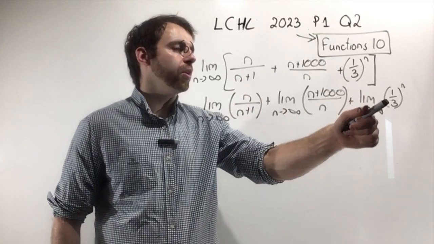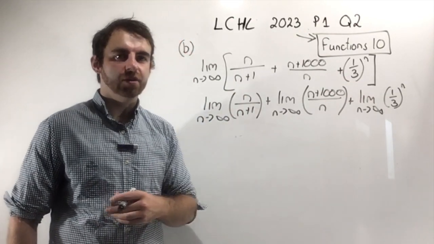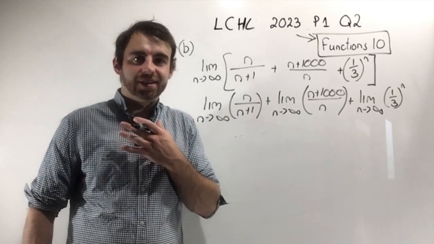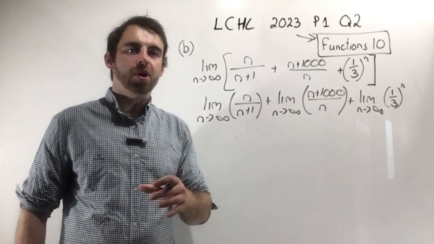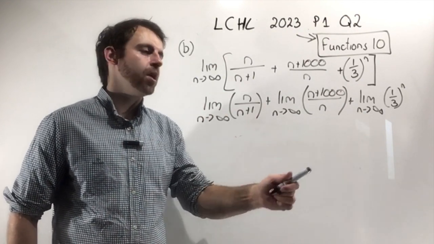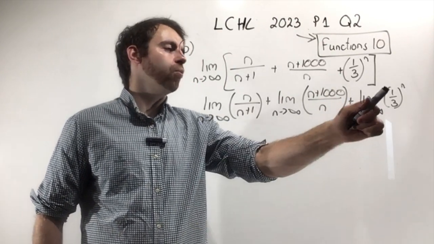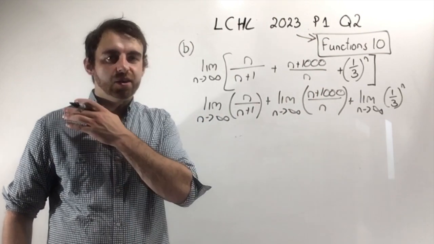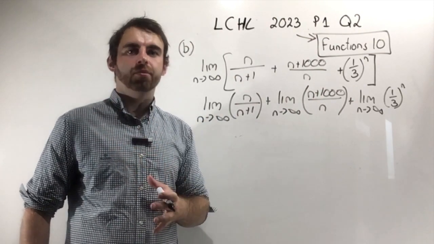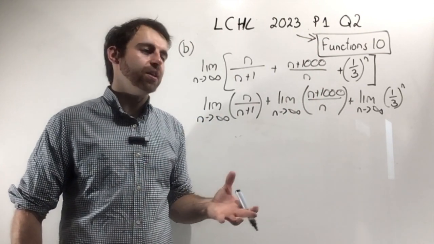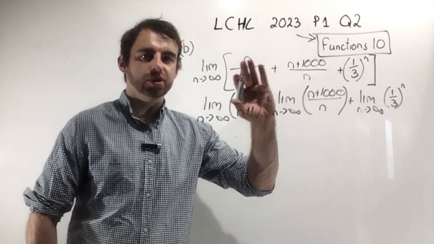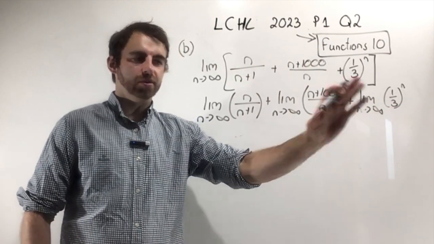So if I get 1/3 to the power of an infinitely large number, it's essentially 0. It's so small that it might as well be a 0. So the limit of this function is 0. If you get 1/3 to the power of 1,000,000, it's a really, really small number, to the point where we can actually treat it as 0. So the last part, we're just going to ignore it. That's a 0, nothing to do with it.